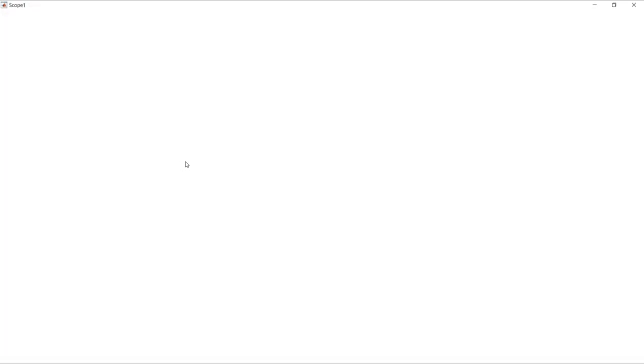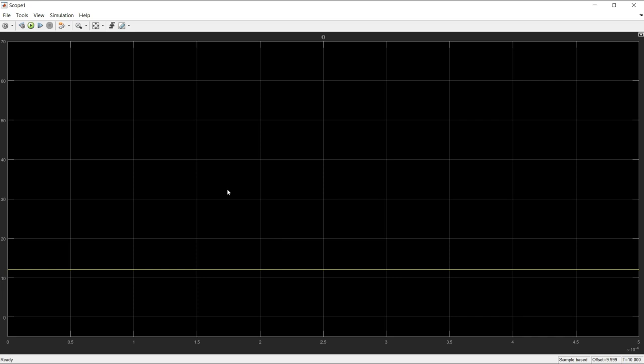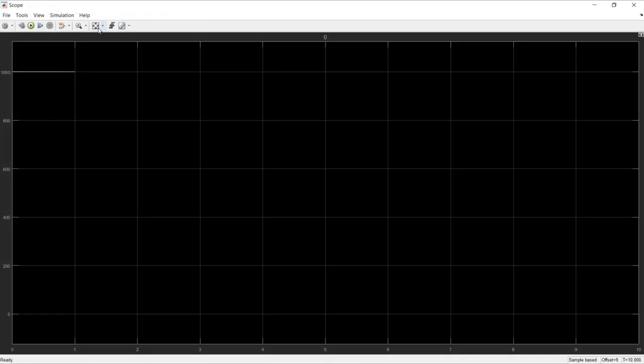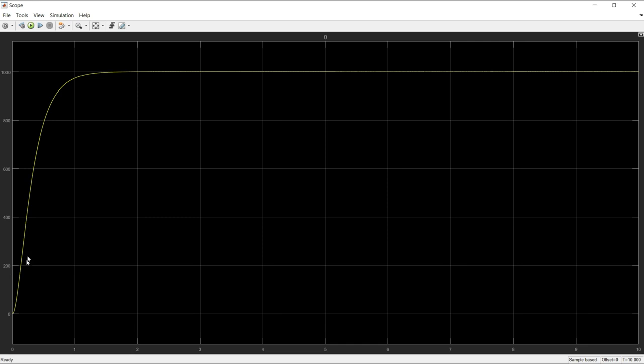Here we are opening scope 1. Here you can see this is the 12 volt input. This graph shows it. So now moving towards the output, it should show 1000 volts. Yes, we can see it has started and it has got a constant voltage of 1000 volts. So the circuit is working properly.